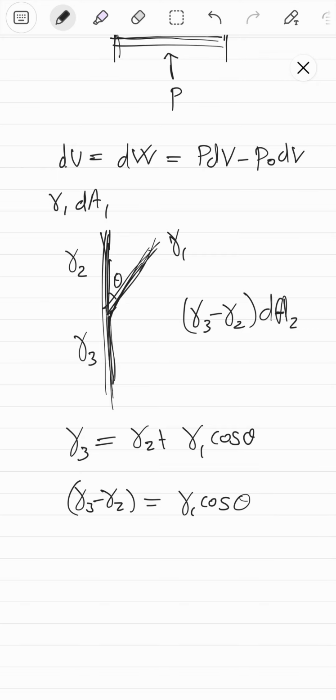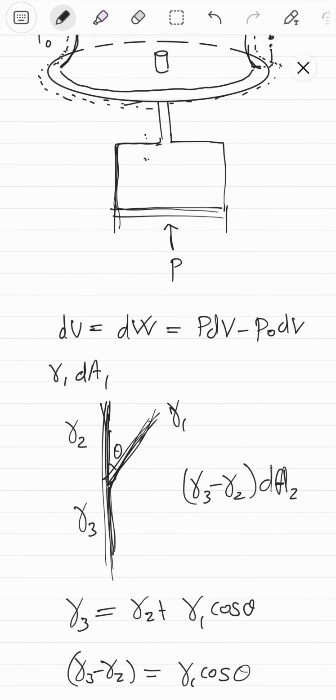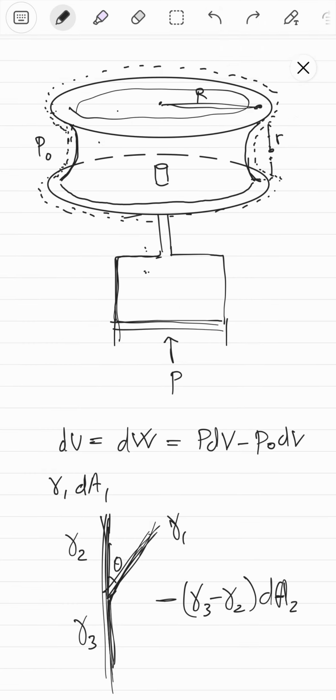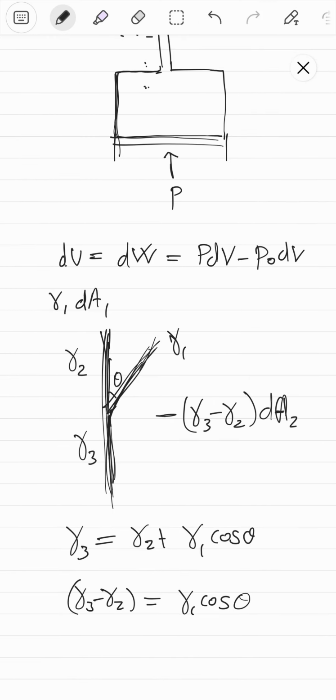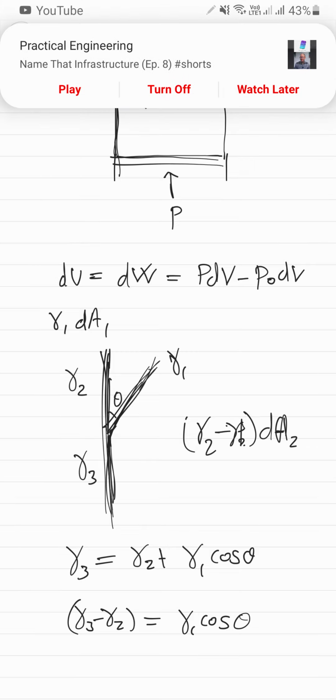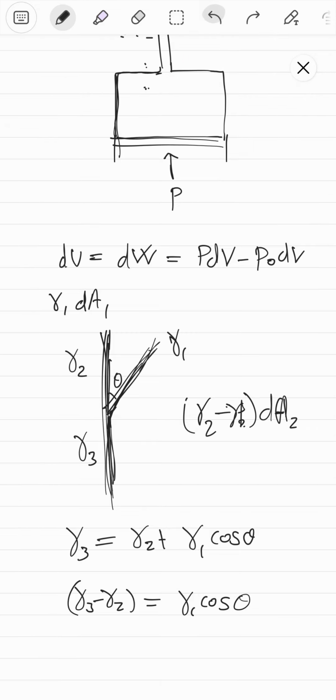Isn't that right? Oh, unfortunately it should actually be negative because dA2 is the positive quantity, right? Yeah. Right, gamma 3, that surface is decreasing, gamma 2 is increasing, so it should be gamma 2 minus gamma 3 in that case. Yeah, that's what I should have done. Whatever, magnitude wise it's still the same thing, right? Anyway, okay, we don't want that.